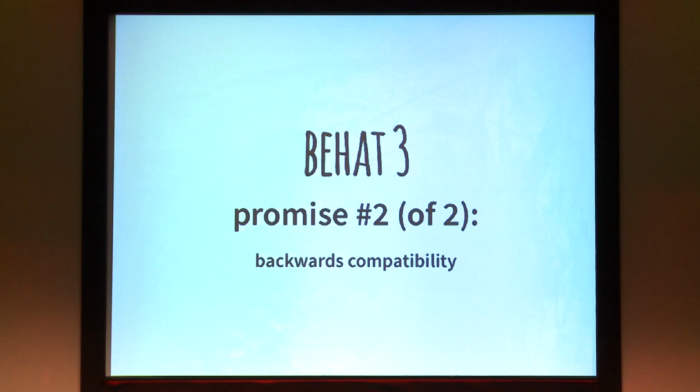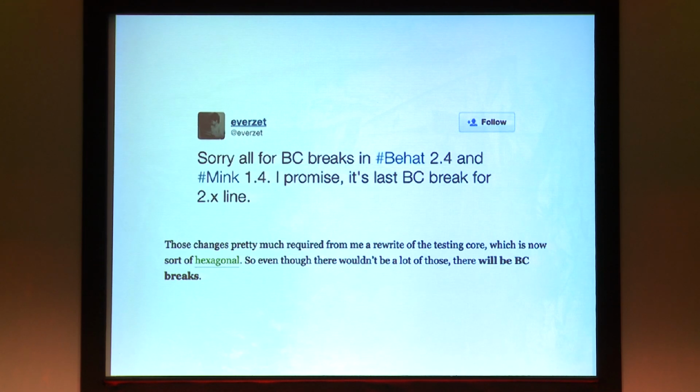The second promise of BEHAT 3 was to stop doing backwards compatibility breaks, right? Whoever follows BEHAT since version 2 knows that I have this tendency of promising things that I don't follow. So when we released 2.4, there was a big BC break for 2.0 users. And I tweeted back then, sorry for all BC breaks, that is the last time. And then a year later, I wrote this: welcome to BEHAT 3.0, sorry there's a lot of BC breaks.